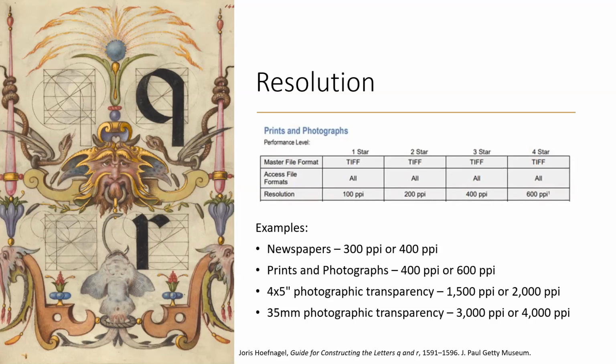And then I see one question here, PPI and DPI are the same, they're interchangeable. PPI is pixels per inch and DPI is dots per inch. And then PNG and JPEG, I think you can use either of those. PNG is more often used for web publication.